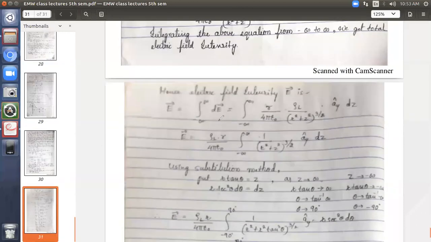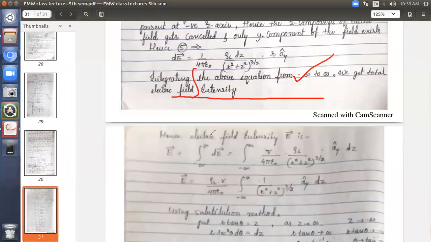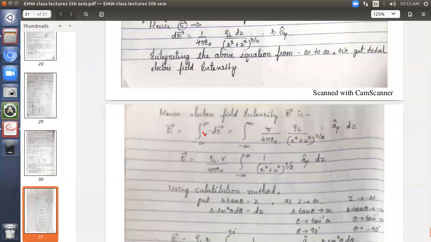I hope it is looking clear to you. Whatever field we got here, the same thing I have written with the integration, from minus infinity to plus infinity, with some rearrangements. R was here, I have written it here. R divided by 1 by 4 pi epsilon naught rho L and this denominator, into dz. Why is it dz? Because the length is differential dz, with respect to z. We have considered the wire along the z axis, so it is dz, integration over the z axis.